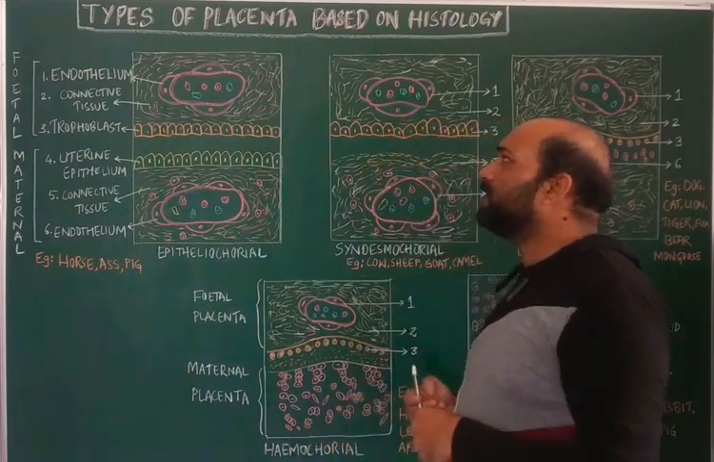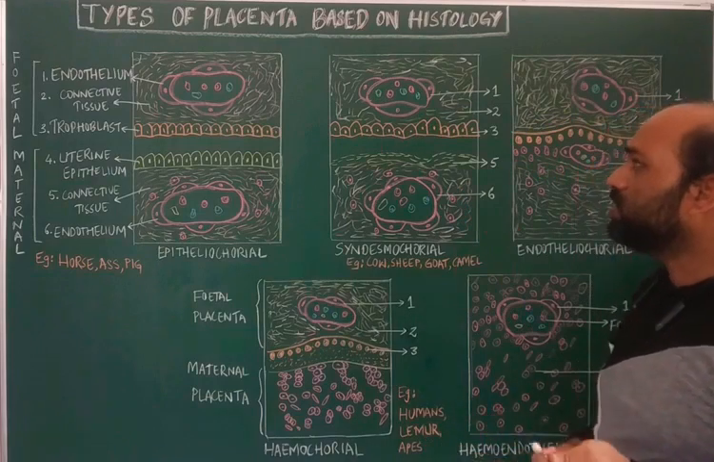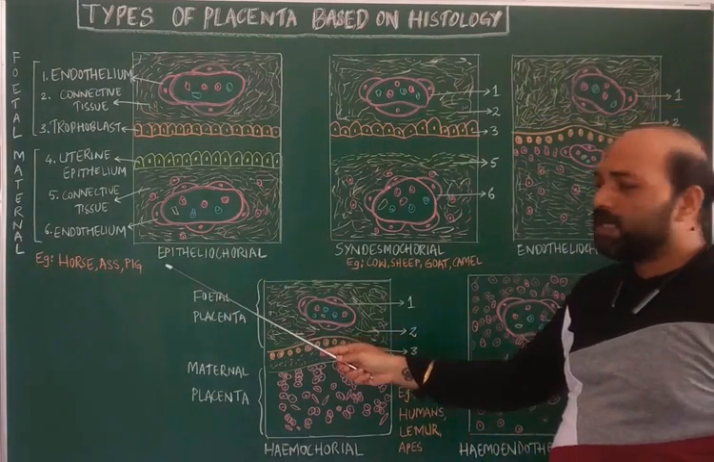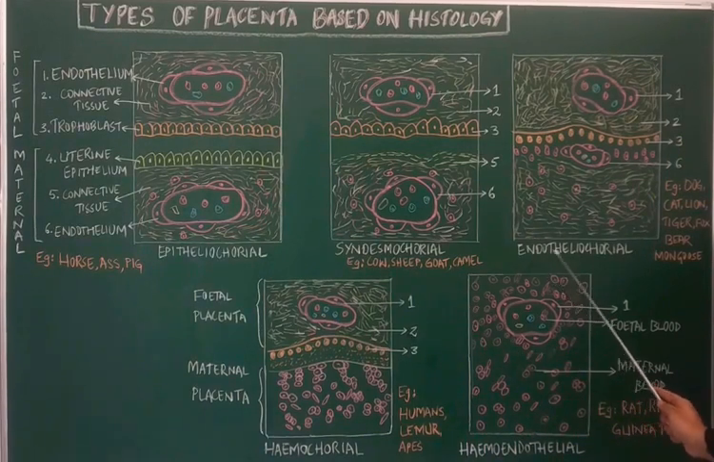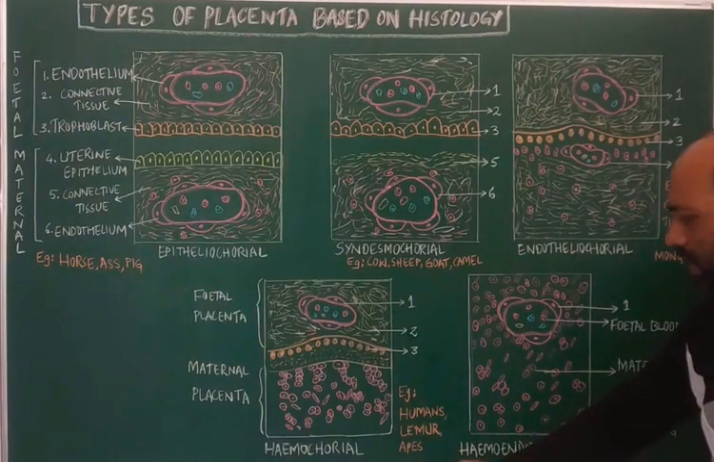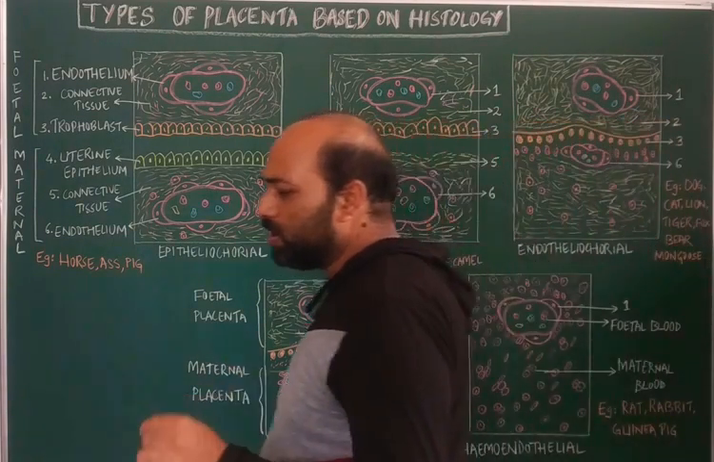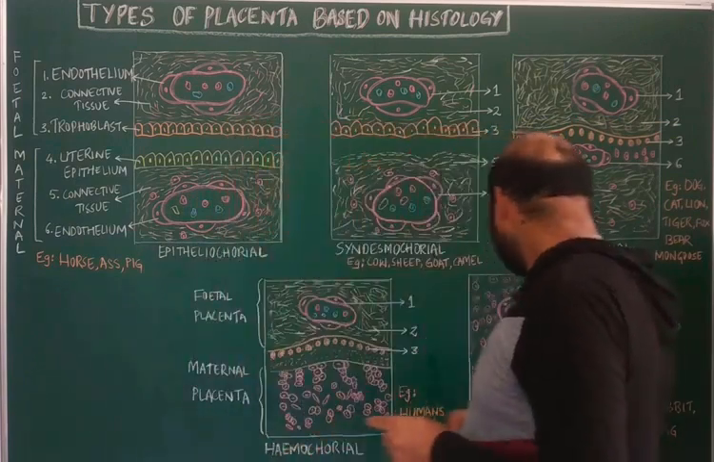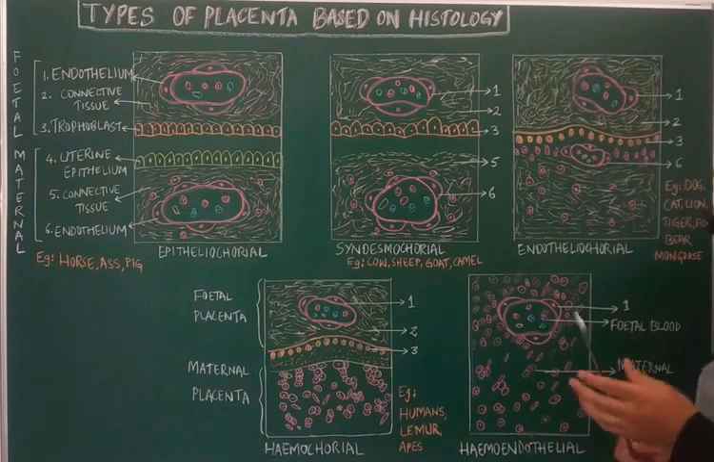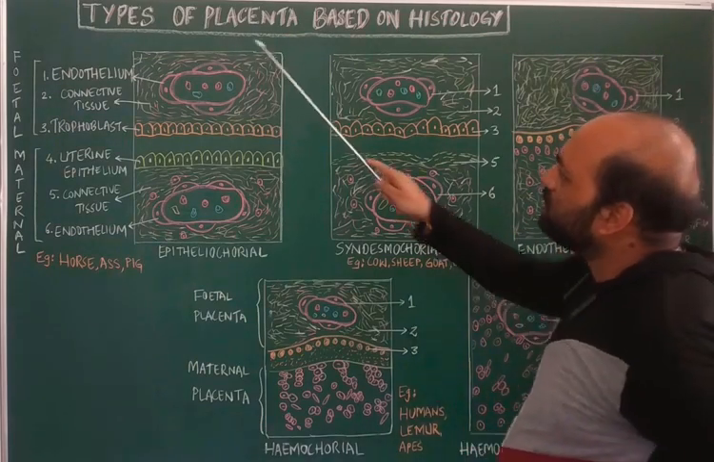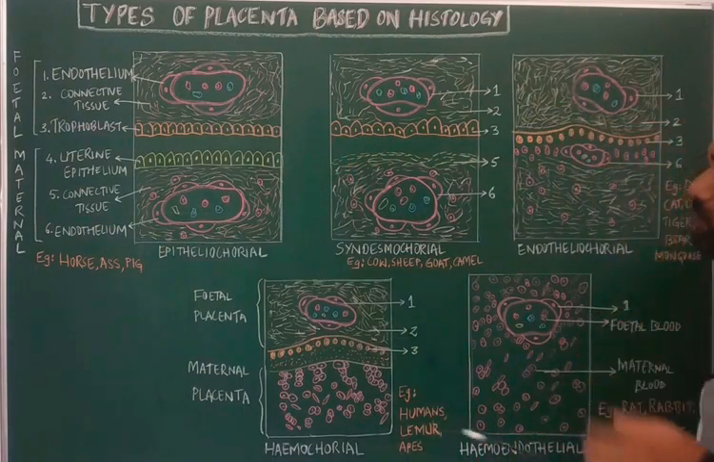And the fourth type of classification of placentas is based on histology. The first one is called Epitheliochorial placenta, then Syndesmochorial, Endotheliochorial, Hemochorial, and the last one is called Hemoendothelial chorial placenta. So in today's video what we are discussing is types of placenta based on histology. As I said, there are 5 types.